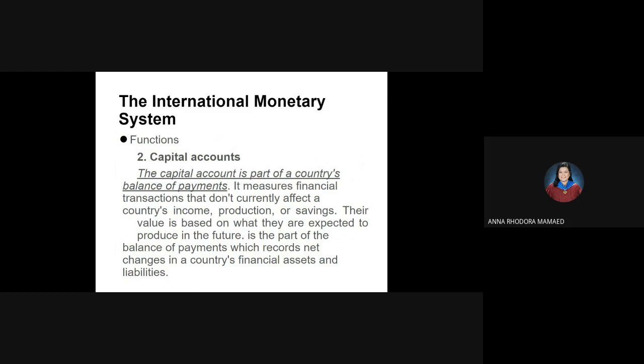The second function is the capital account. The capital account is part of the country's balance of payments. It measures the financial transactions that don't currently affect a country's income, production, or savings. Their value is based on what they are expected to produce in the future. It is the part of the balance of payments which records the net changes in a country's financial assets and liabilities.